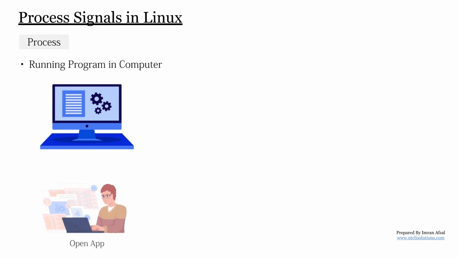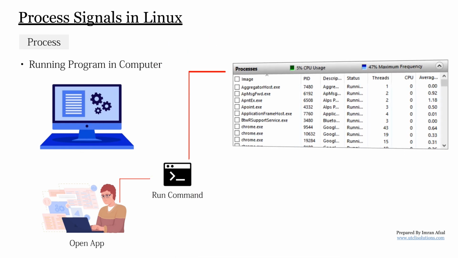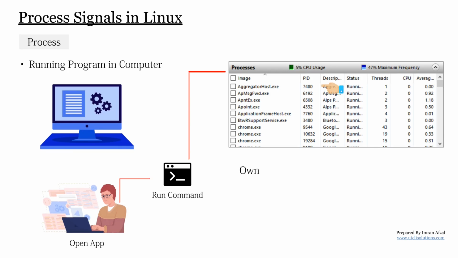Whenever you open an application, run a command, or start any task on your system, a process is created. Each process has its own identity, known as a process ID, or in short, many times we see it as PID, which allows the operating system to manage it.